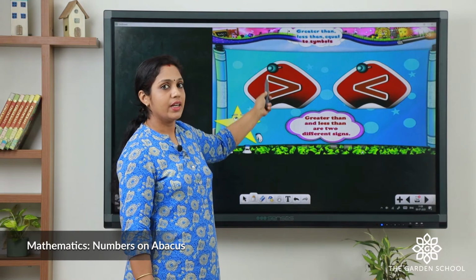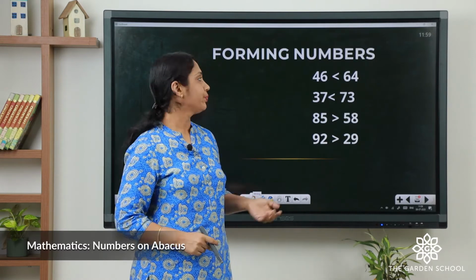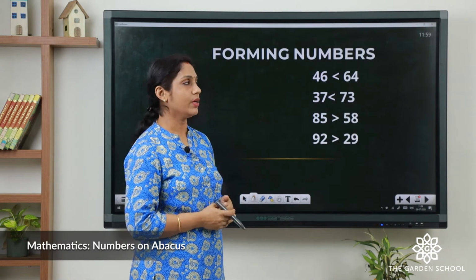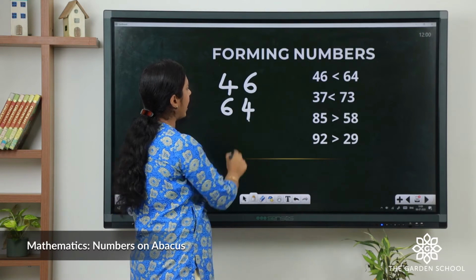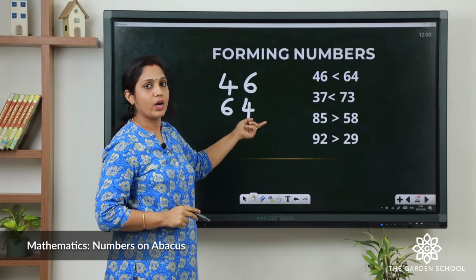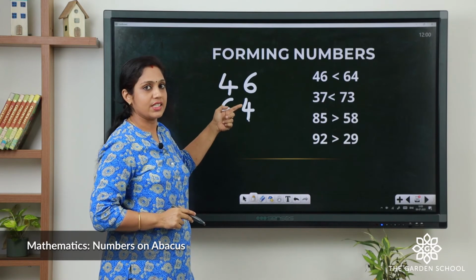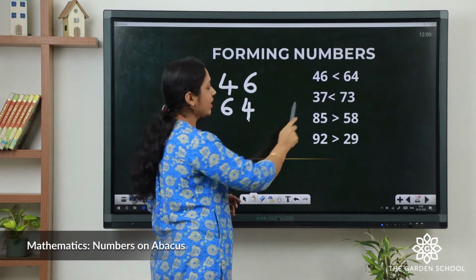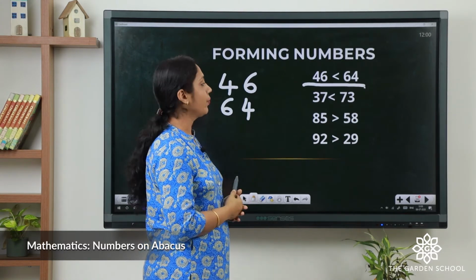So this is the sign. This is greater than and this is less than. Now let's check. Here we have 46 and 64. The same numbers. 46, 64. Here we have 4 tens, 6 ones, 6 tens, 4 ones. So which is greater? 4 tens is greater or 6 tens is greater? 6 tens is greater. So we can say that 46 less than 64. This is read as 46 less than 64.